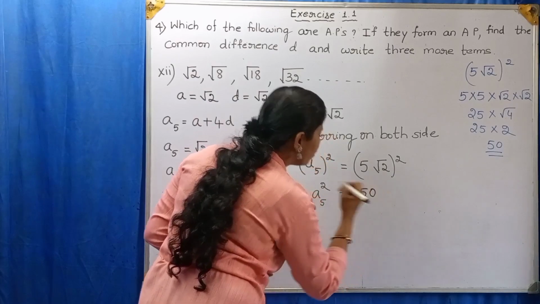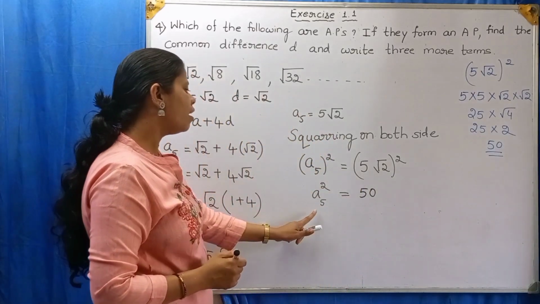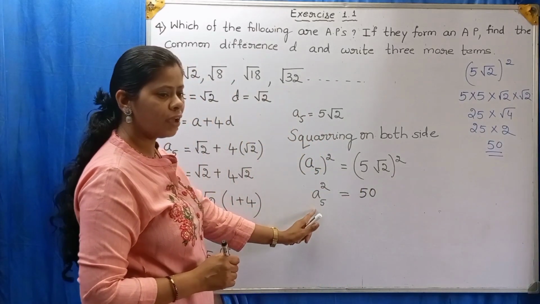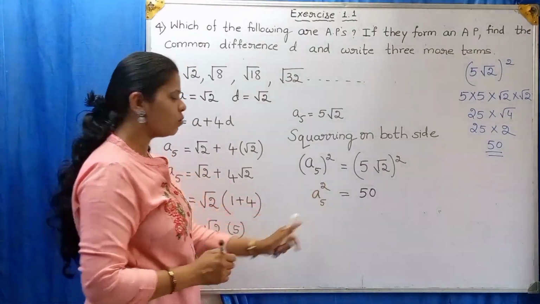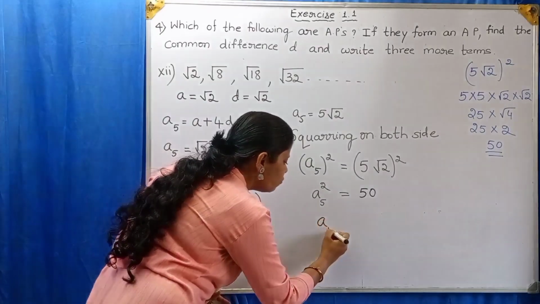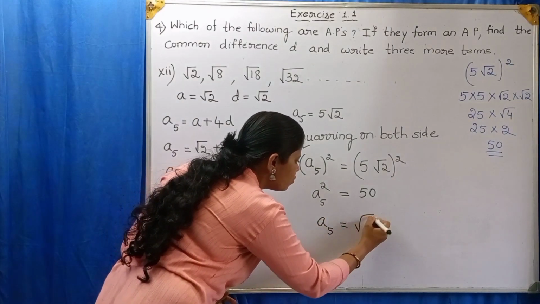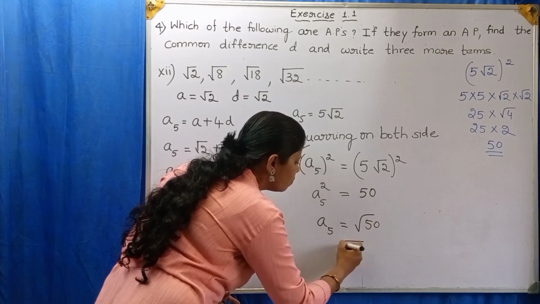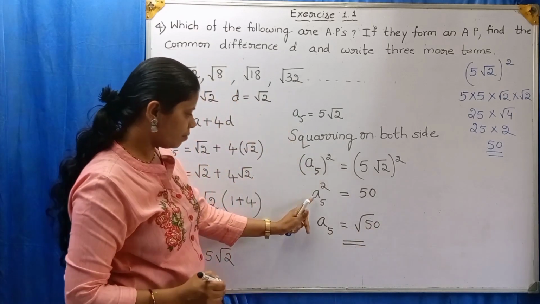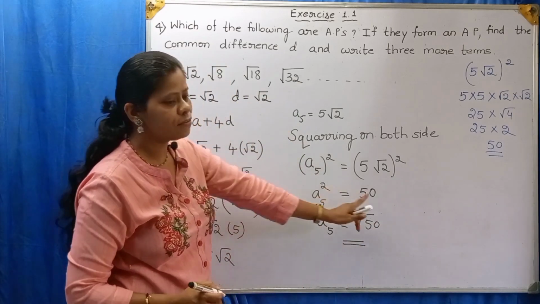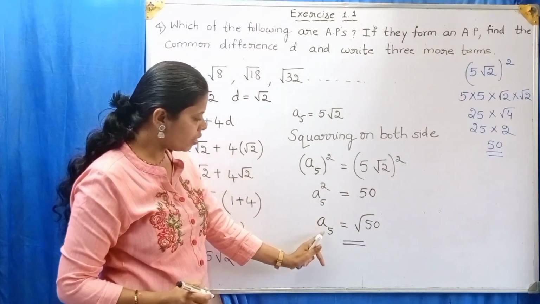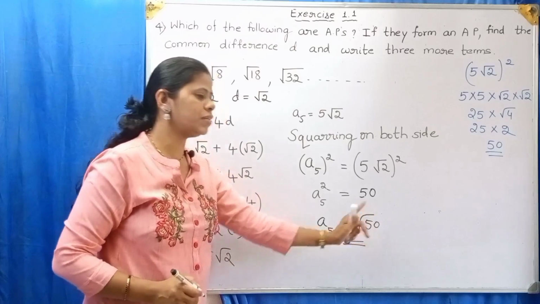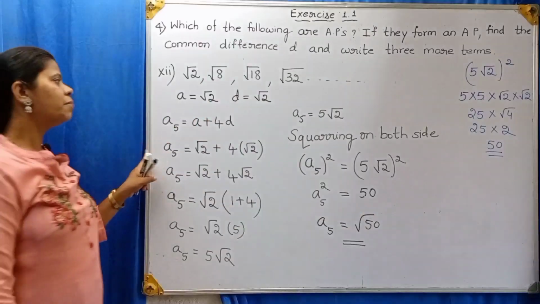Now here I want the value of a5. But here we have a5 the whole square. So, what it will become? a5 is equal to square root of 50, right? Once again, let me tell you here. a5 the whole square is 50. But we want the value of a5. That is a5 is equal to square root of 50. Let me rub this.